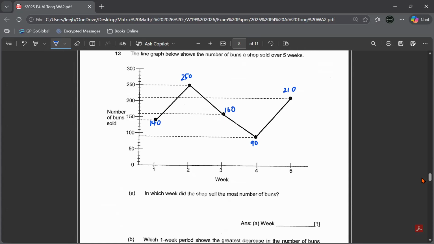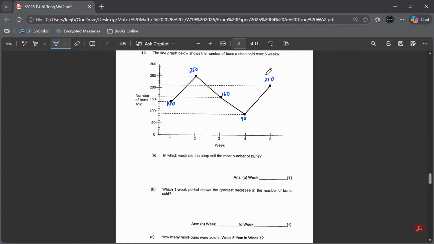Question A is asking us, in which week did the shop sell the most number of buns? So which week is the highest value? It is none other than week 2. You can see from the graph here.